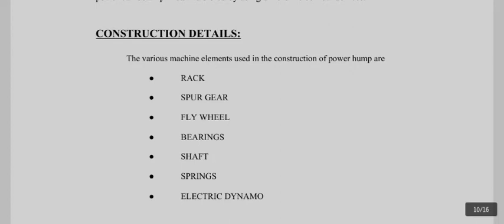Construction details. The various machine elements used in the construction of power humps are rack, spur gear, flywheel, bearing, shaft, springs, electrodynamo.